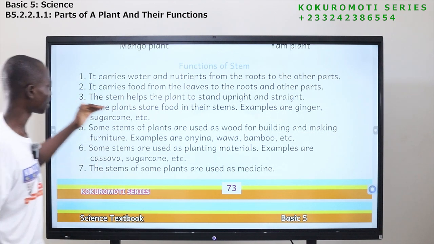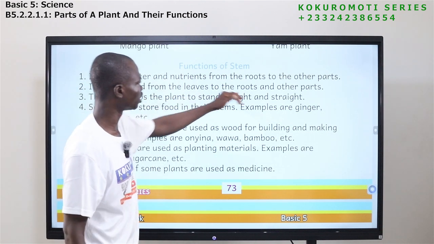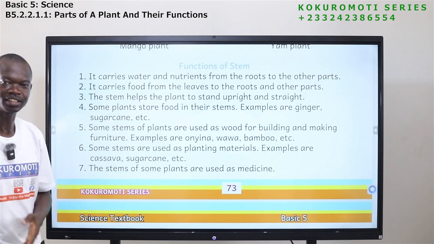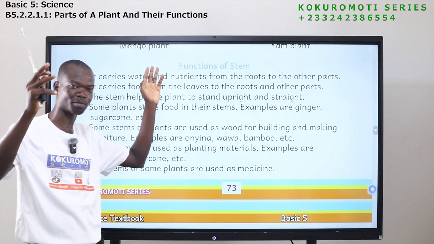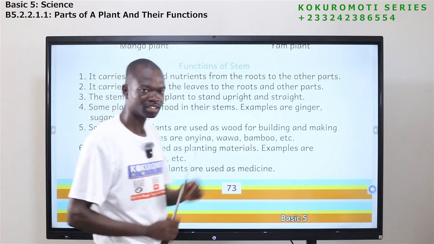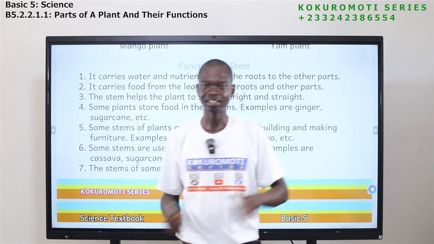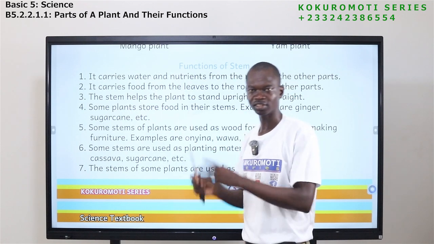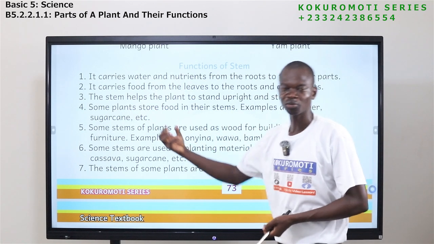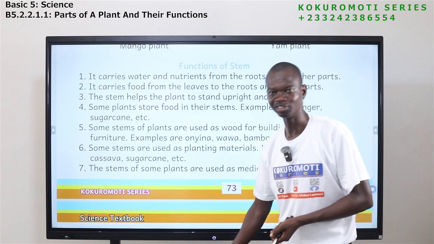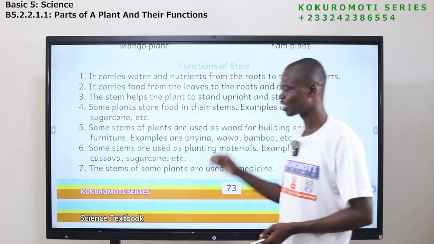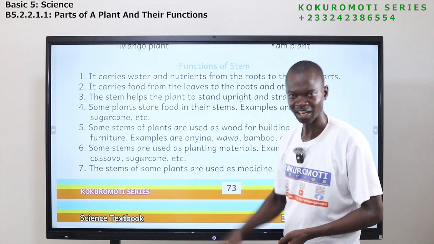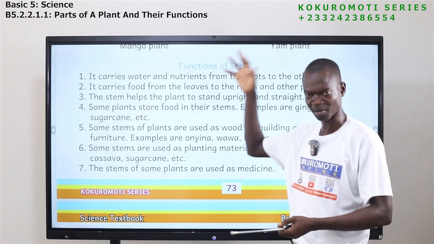The second one is that the stem carries food from the leaves to the roots and other parts. The root absorbs water and nutrients and gives them to the stem, which carries them to other parts. You should also understand that the food prepared by plants is made in the leaves. So when the plant prepares the food in the leaves, the stem will carry the food to the roots and other parts. So the stem sends food down and takes nutrients and water up.